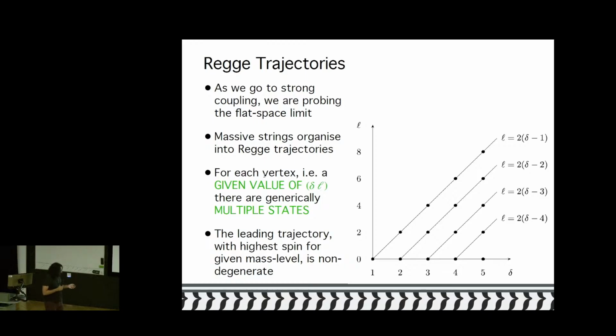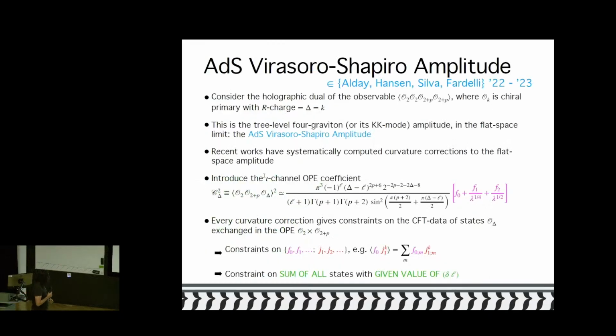And the question that Nika and I tried to ask is: are spectral information plus constraints enough to extract real information about these? Turns out the answer is yes, and in order to see that, we have to play a game which starts by the work of various people at Oxford over the past few years. As we heard in the morning, what they've been doing is computing string amplitudes in the flat space limit of AdS and systematically computing curvature corrections to it.